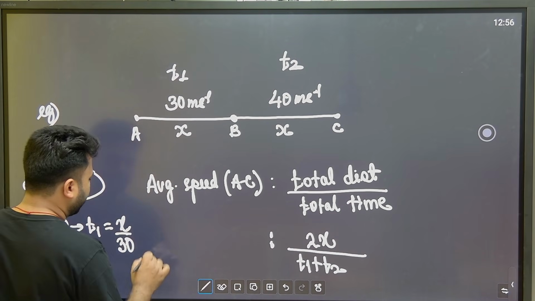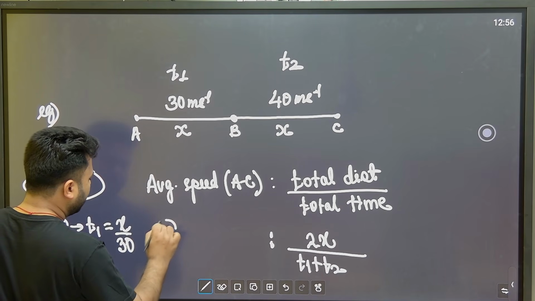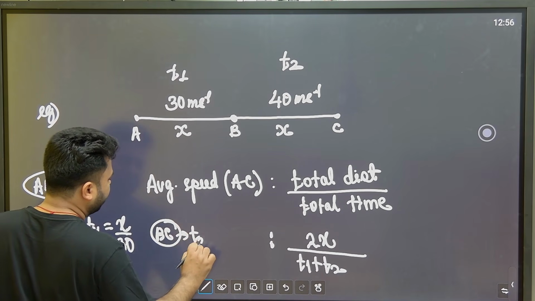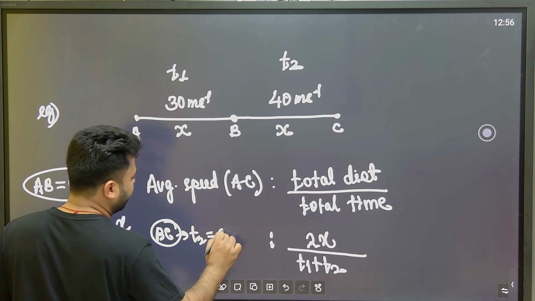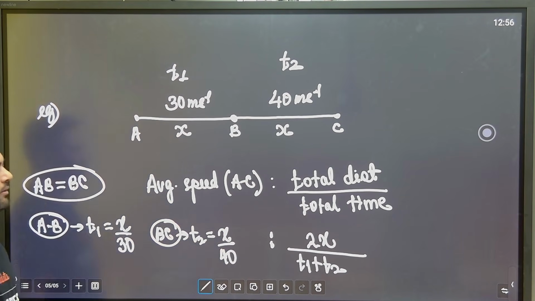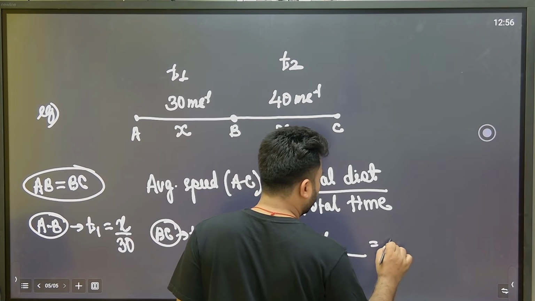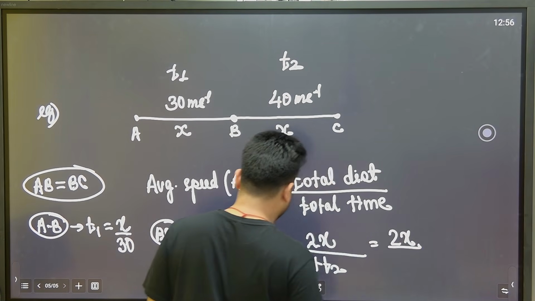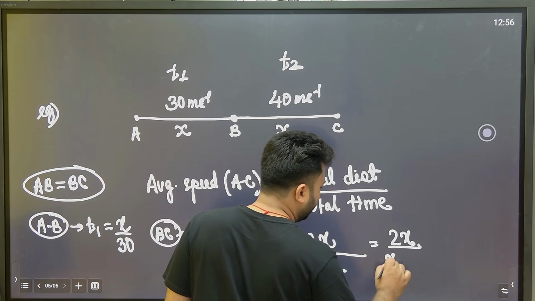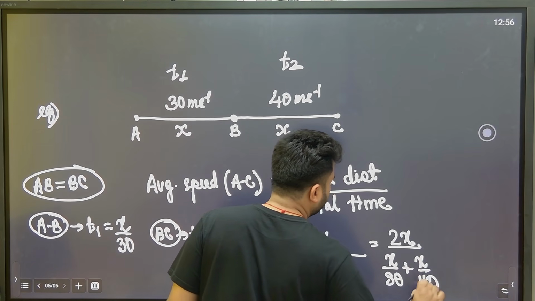Similarly, if I focus on the B to C journey, T2, if I write time, again distance, that is X, by speed, that is 40. So we got T1 and T2. Now substitute the values here. So 2x divided by t1, x by 30, plus t2, x by 40.